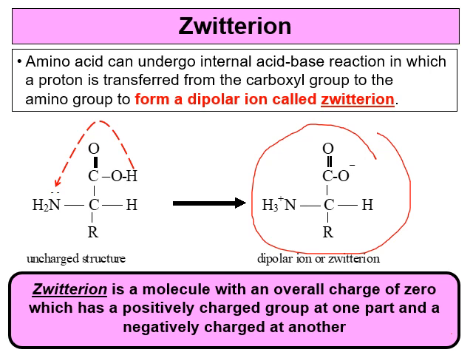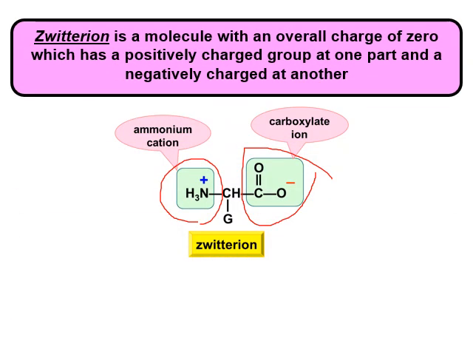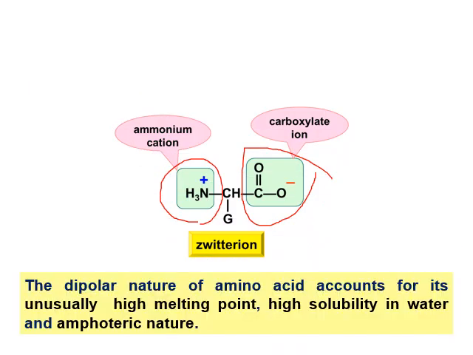Zwitterion is a molecule with an overall charge of 0, which has a positively charged group at one part and a negatively charged group at another. So this is the general formula for zwitterion of an amino acid, which as you can see, the carboxyl group, right now after it donates the proton, becomes carboxylate ion. Whereas the amino group NH2, after it accepts a proton, becomes ammonium cation. So this is similar to the statement just now for zwitterion. The dipolar nature of amino acid accounts for its unusually high melting point, high solubility in water, and amphoteric nature.